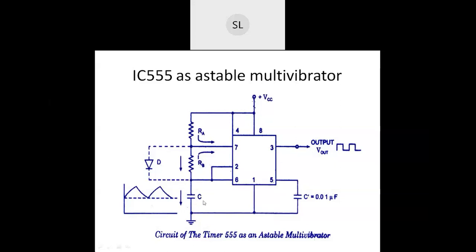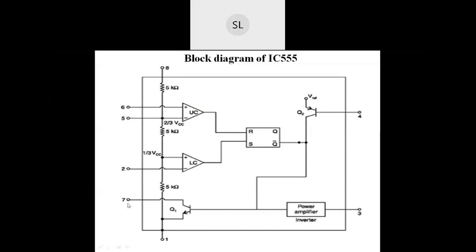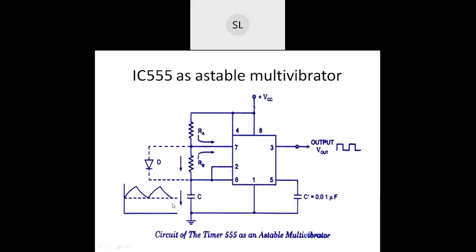Whereas as soon as the voltage across this capacitor reaches 2/3 VCC, the capacitor will stop charging and it will start discharging through resistor RB, that is connected to pin number 7, and we know that there is a transistor inside at pin number 7. So the capacitor will start discharging through this pin number 7. If you visualize here that there is a resistor and a capacitor at pin number 7, then this capacitor will start discharging through this pin number 7 and the internal transistor Q1. Okay, so now during this time the output will be maintained low.